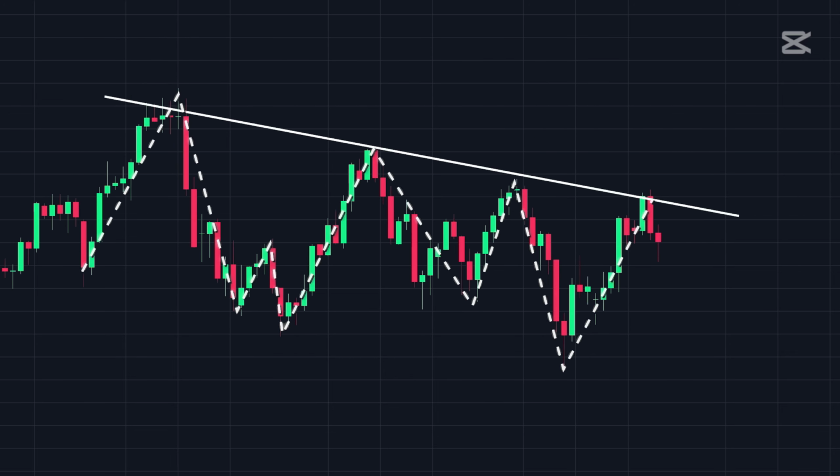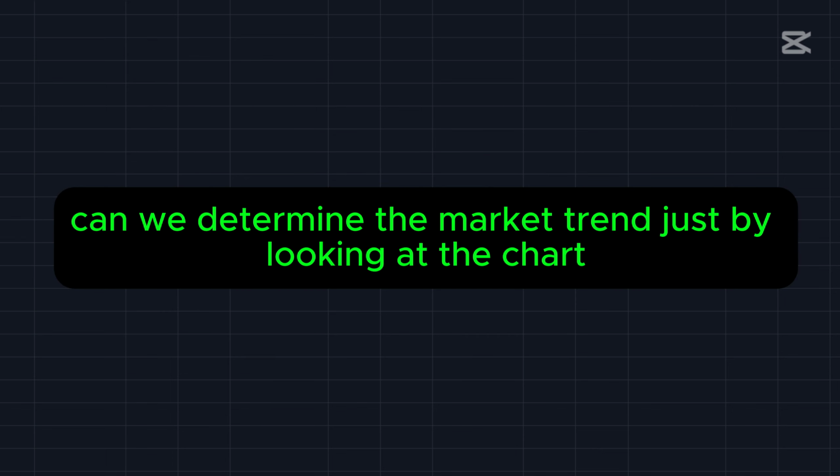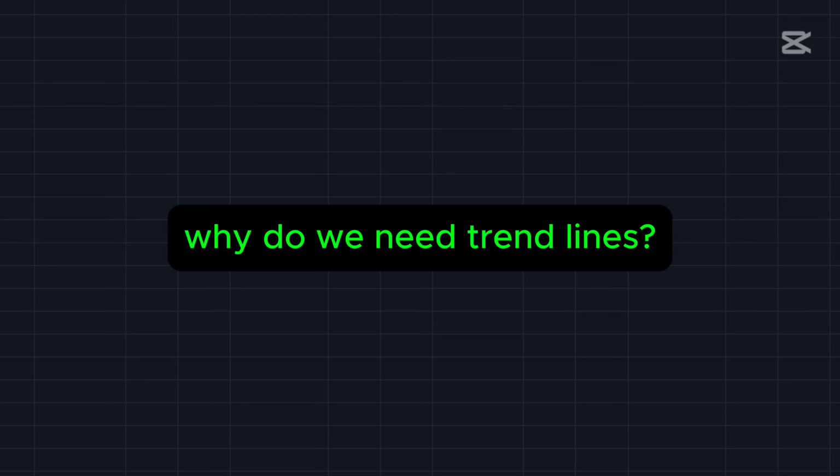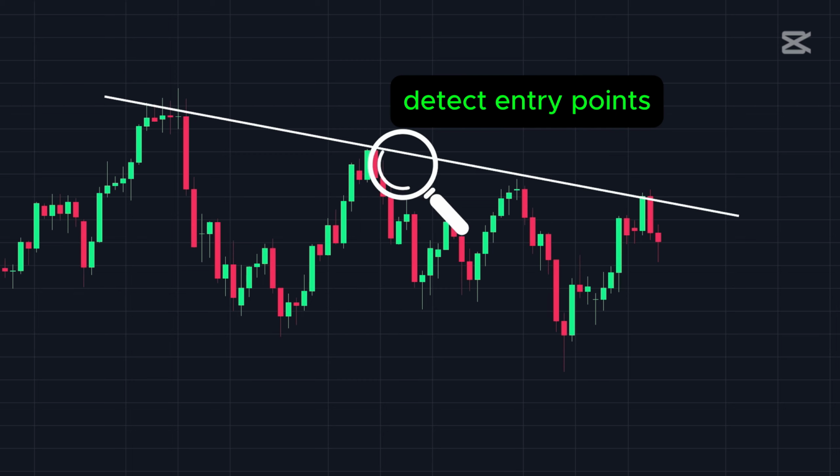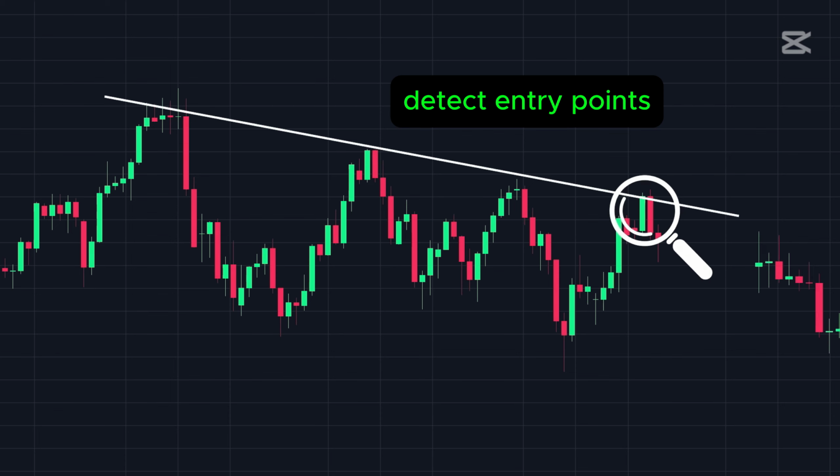A question you might ask is, can't we determine the market trend just by looking at the chart? Why do we need trend lines? The answer is very simple. Trend lines not only help us identify trends, but also help detect entry points that we might miss if we rely only on our eyes.